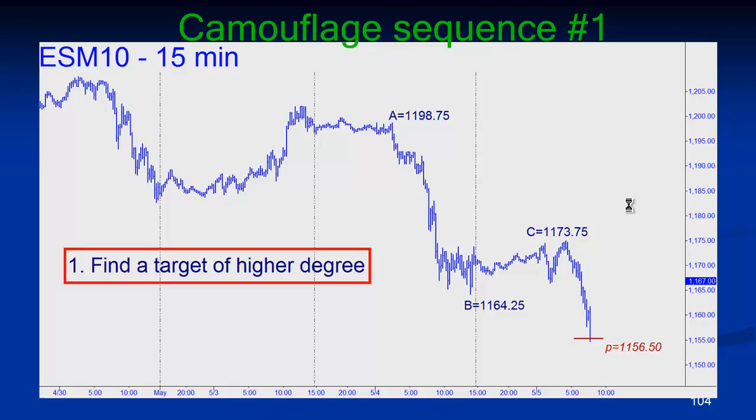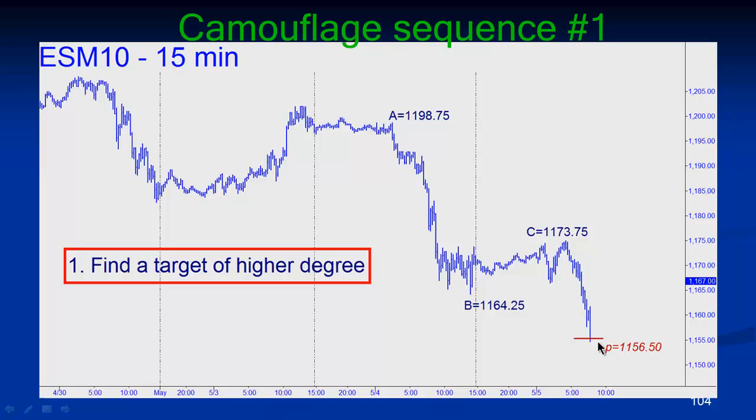First of all, we want to be looking for camouflage when we get something in a chart of larger degree, in this case the 15-minute, that says we're going to get a turn. And in this case, we might predict a turn from around 1156.50. That's what I call the midpoint hidden pivot of this downtrending A, B, C, D. P is simply the calculated midpoint of that CD leg.